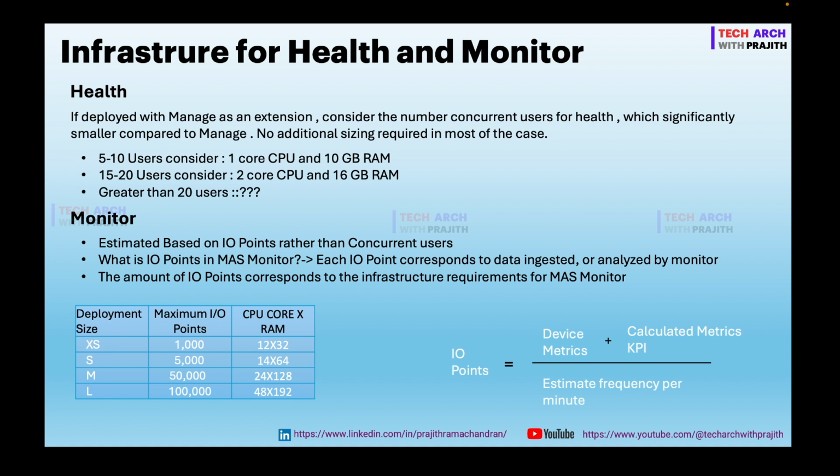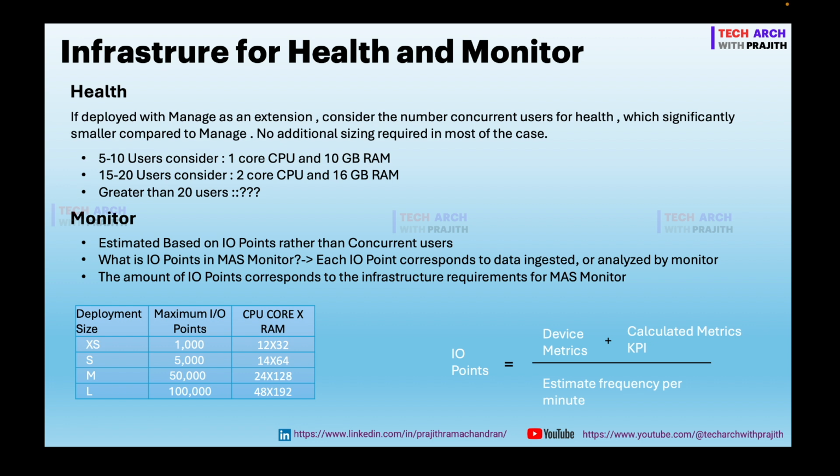The monitor is not just based on the users that access it, it's more on the number of devices connected, and the number of time series or signals of data flowing into the system. So monitor estimate is based on IO points rather than concurrent users. My approach here is purely based on the IO points, not on any concurrent users. I am assuming it's close to 10 users using monitor. I just go with IO points.